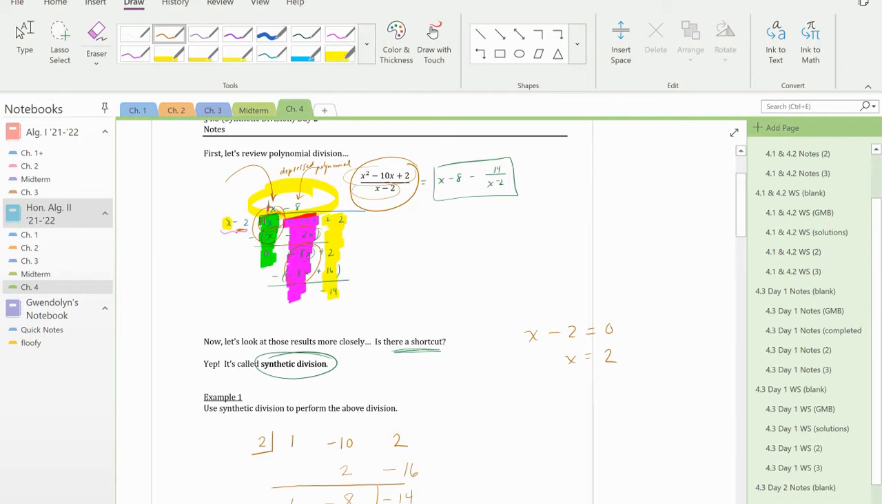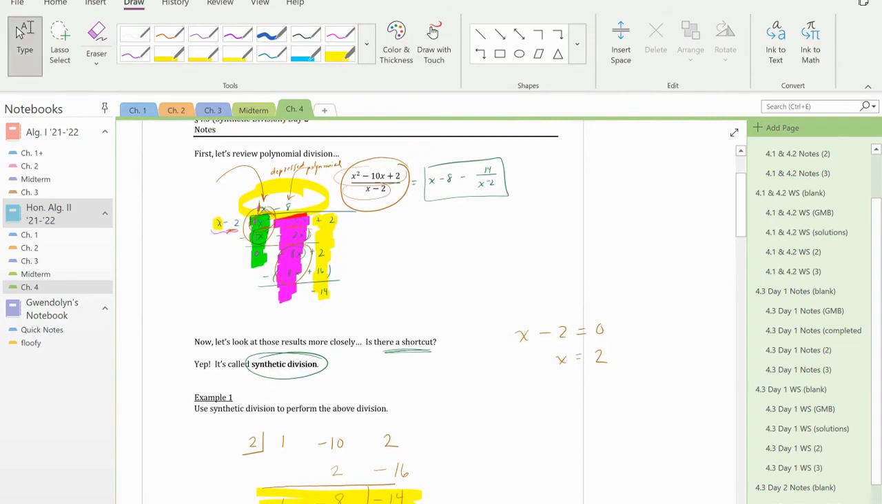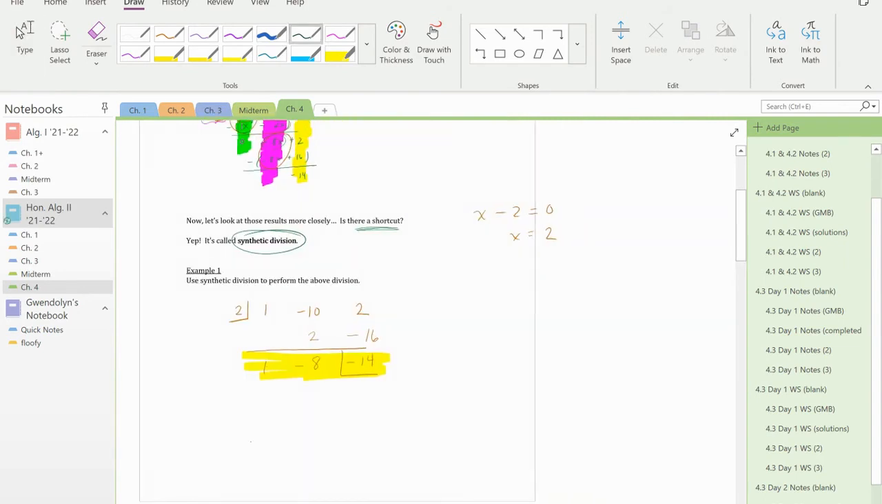The row down here at the bottom, oops, didn't mean to mark through. That tells me the answer. So if I started out with an x squared, that's the coefficients on the depressed polynomial. I start out as x squared. I'm going to get 1x minus 8. The part in the box, I put in the box because it's a remainder of negative 14. So I'm going to add in a negative 14 out of what I divided by in the first place. But again, you're almost always going to see it that way.